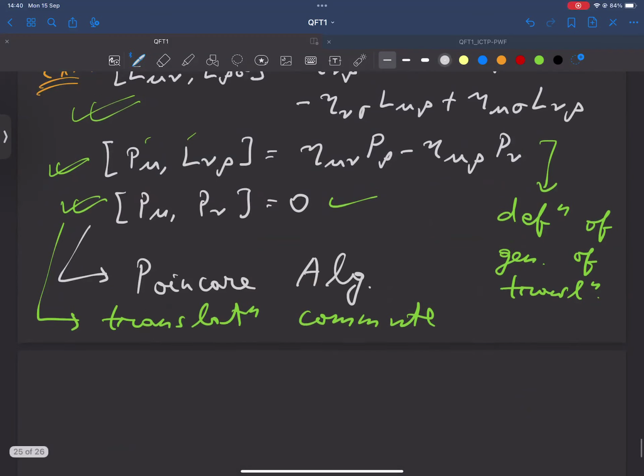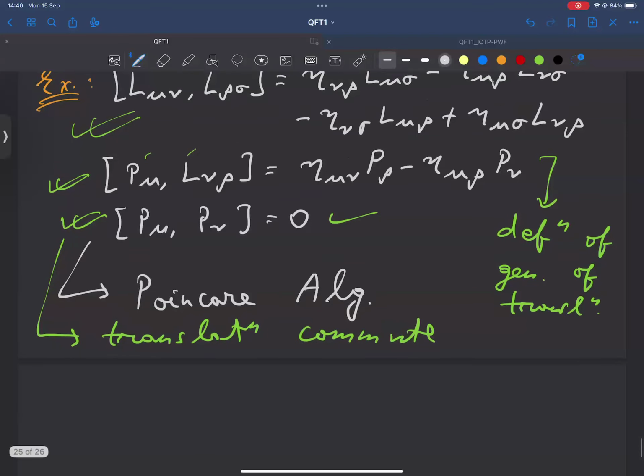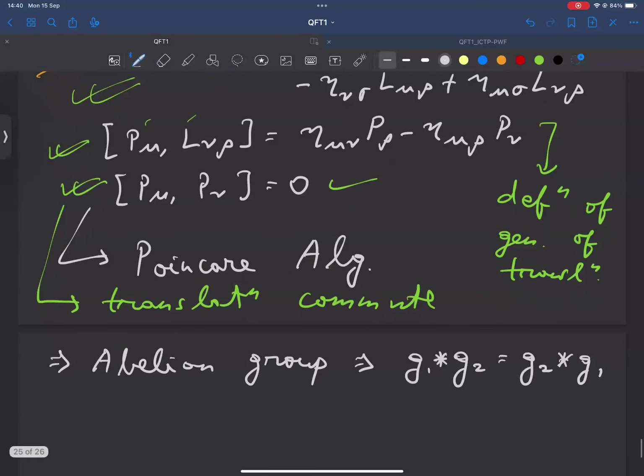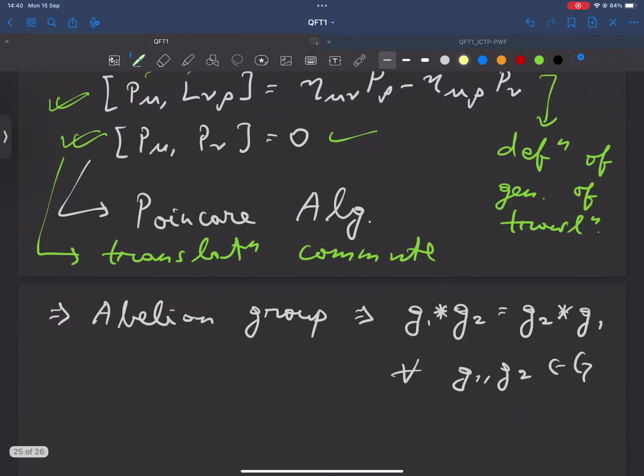No, I mean, yeah, it's obvious translations. Okay, good. And that leads us to something that's called an abelian group. So an abelian group is a group which, in addition to the group axioms, also has this built into it. Okay, for all G1, G2 belonging to the group. So this is nothing but the commutative property. Okay, and translations do indeed do that.